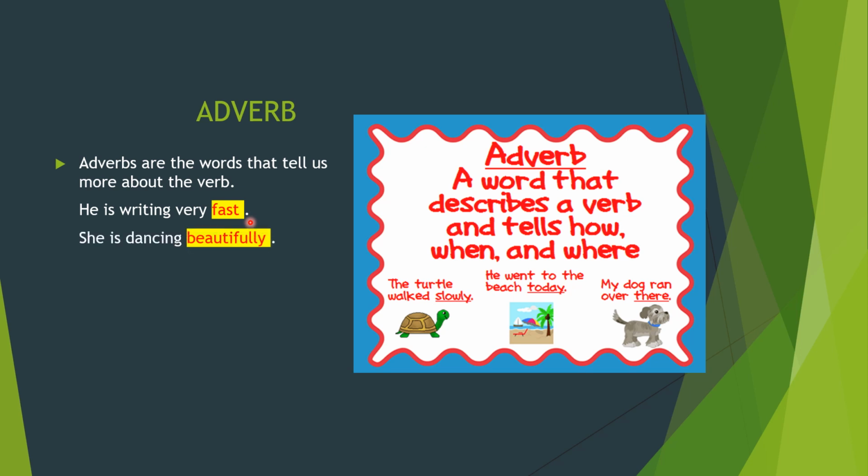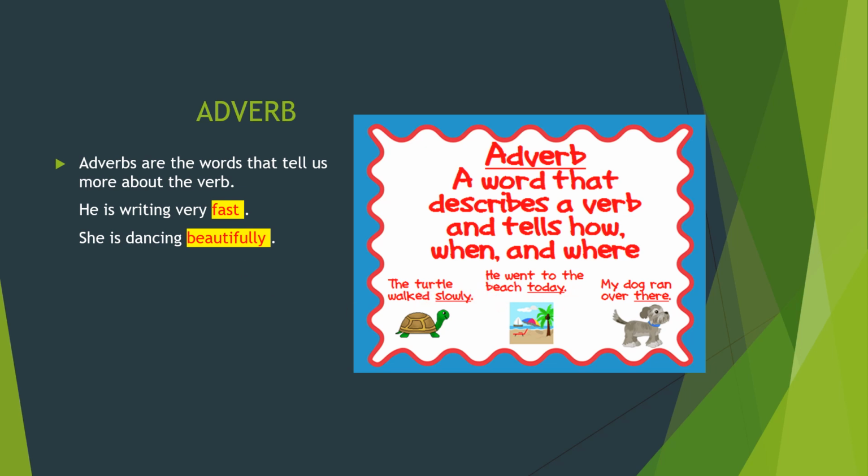Now similarly, she is dancing beautifully. Now here dancing is a verb. Now how is she dancing? So we have mentioned she is dancing beautifully. So it is adding some meaning to the verb dancing. So beautifully is an adverb. And a point to be noted that most of the adverbs end with ly. As you can see, the turtle walked slowly. So walked is a verb. How did the turtle walk? The turtle walked slowly. So slowly is an adverb.